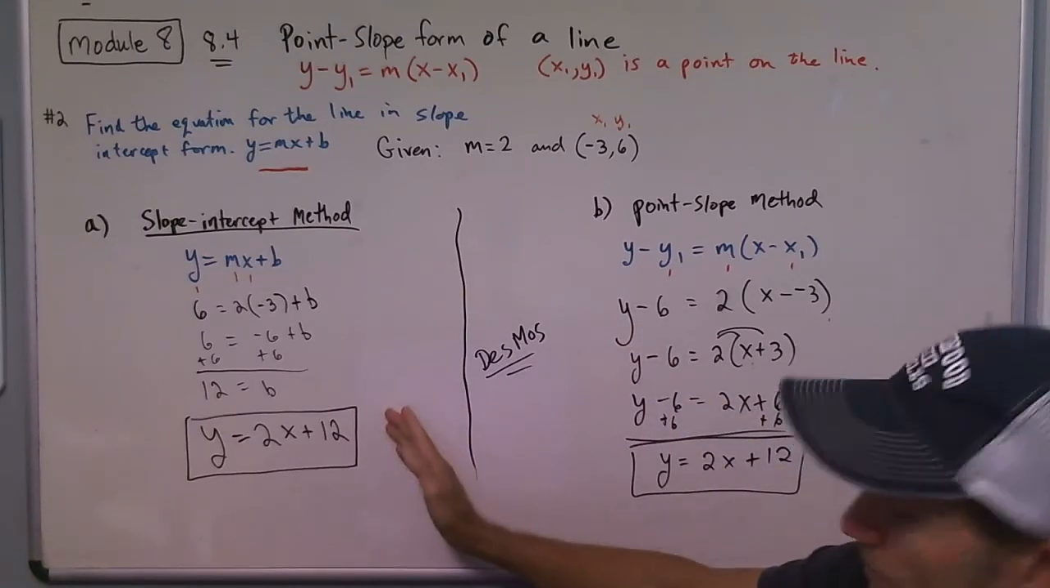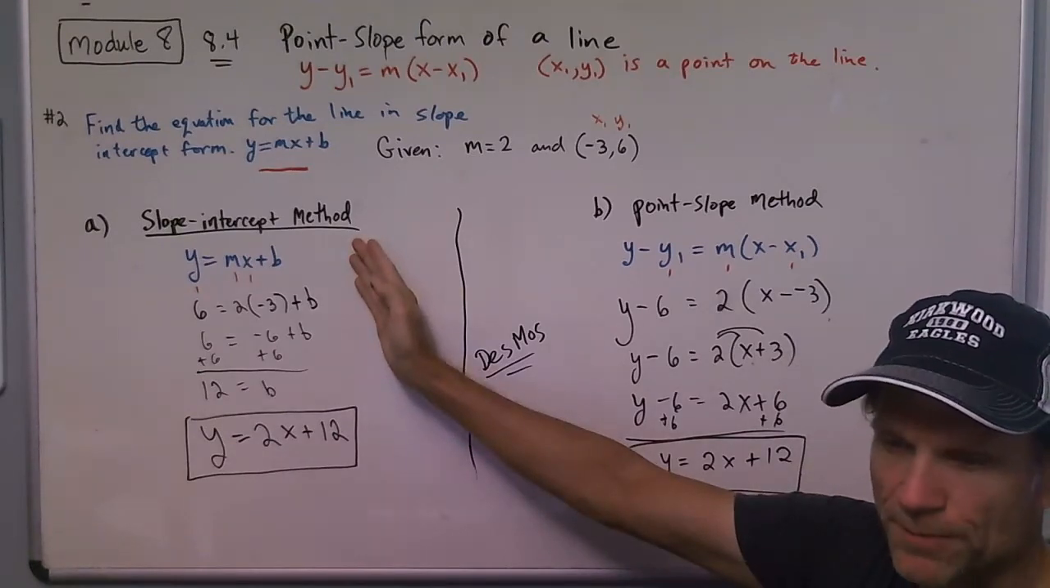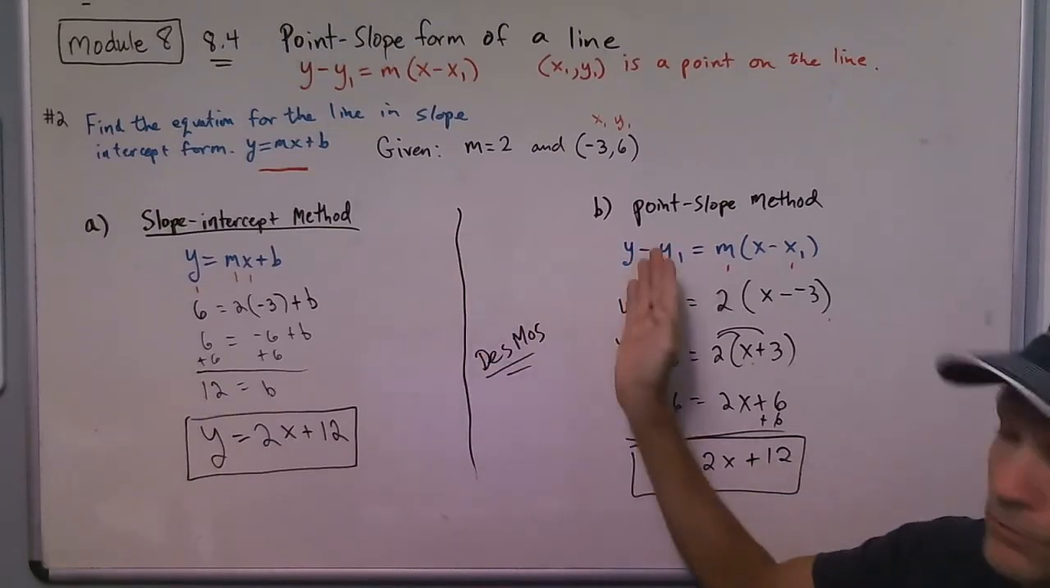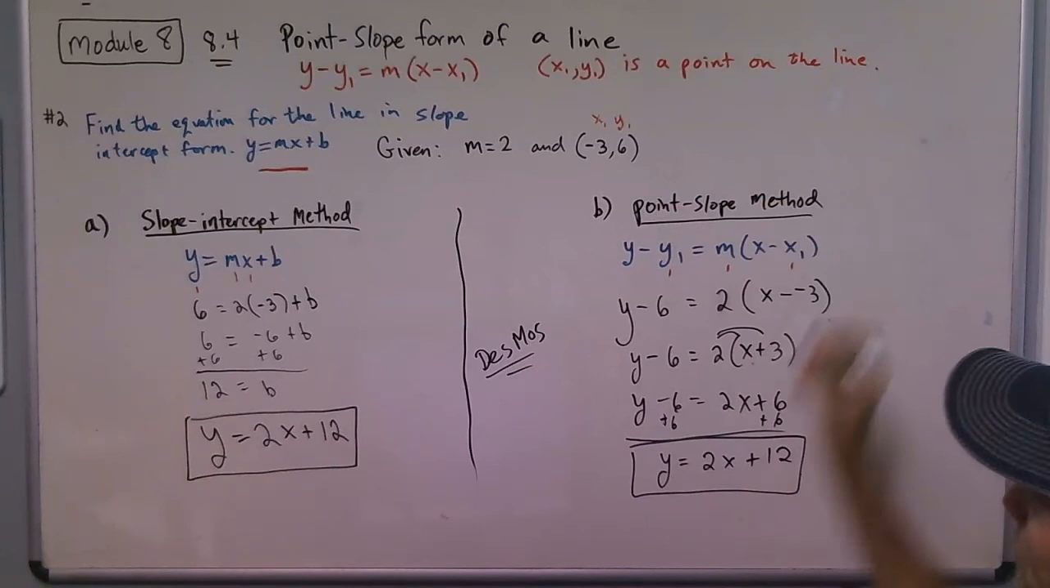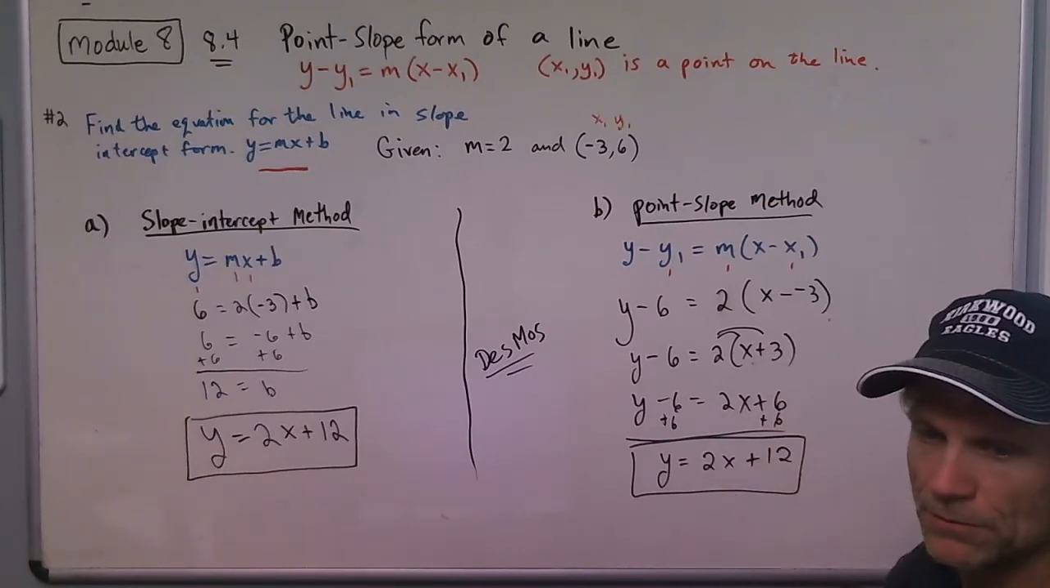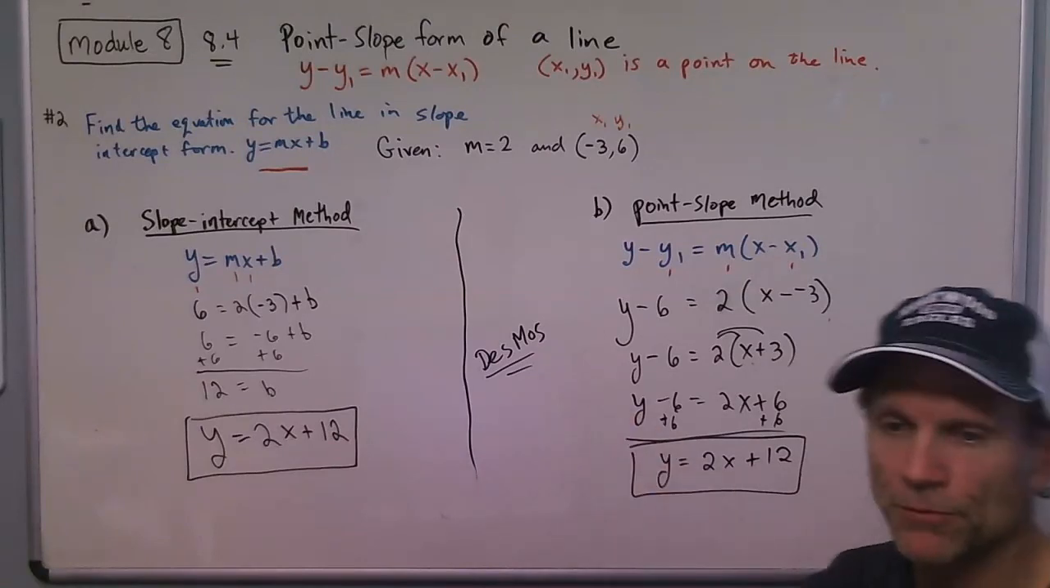So this seemed a little faster for me because I know I needed to go to slope-intercept method. This just shows the correlation between the two methods, and that you do end with the same result. Okay, so read the instructions carefully and be careful with your signs.